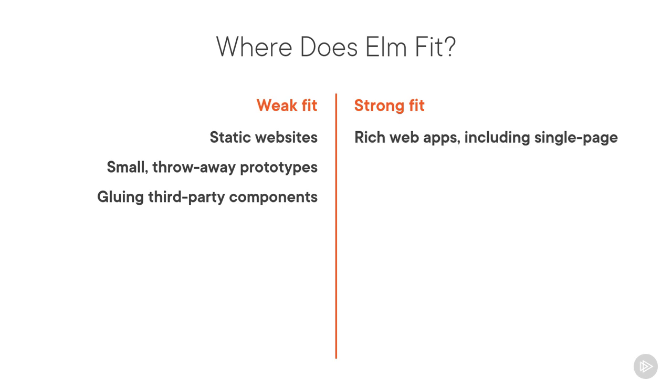First, rich web apps with a lot of interactivity, including single-page web apps, are an excellent fit for Elm. Second, some web apps need to be maintained for long term. Elm is a great fit since it produces reliable web apps that can be refactored with confidence. Third, some web apps have a lot of custom logic. Elm's functional style helps implement such logic.